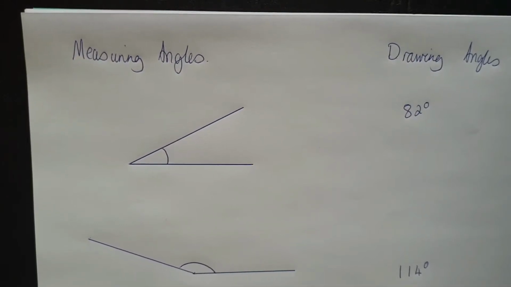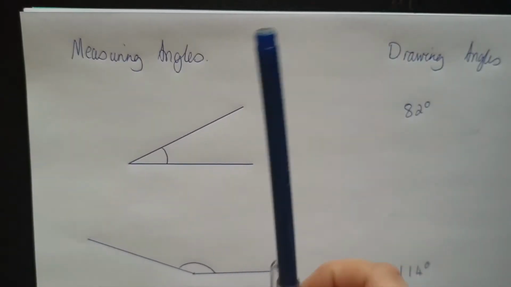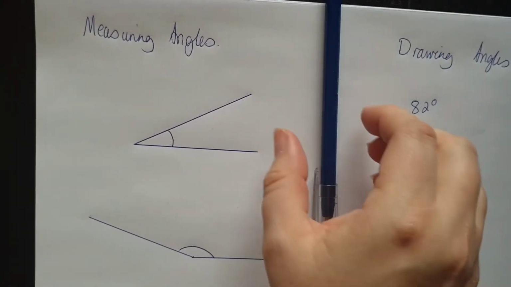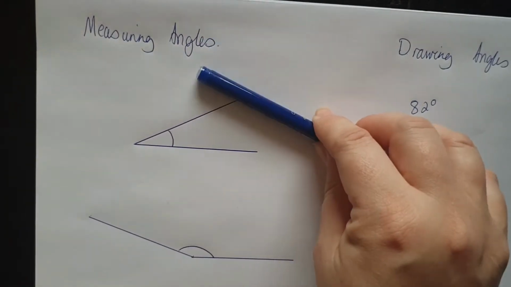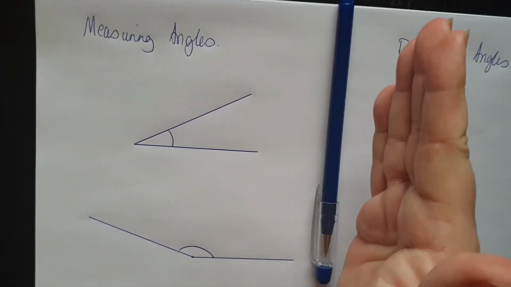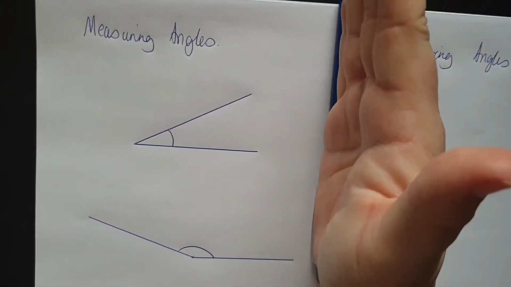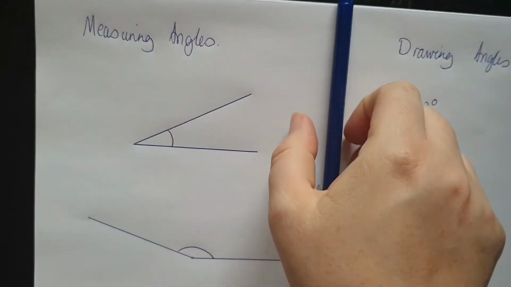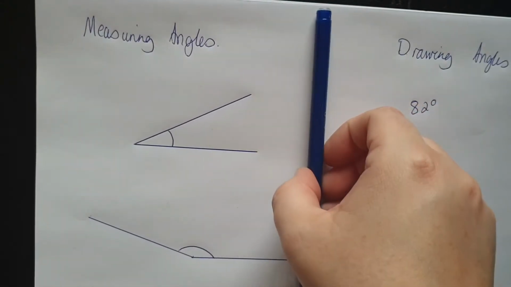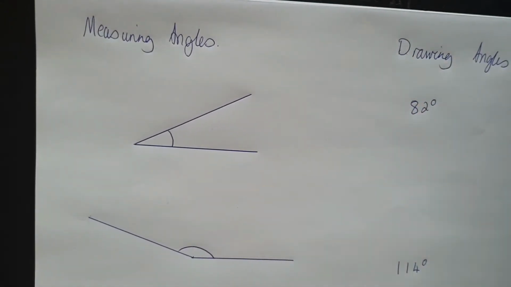Hello, today we are looking at measuring and drawing angles. Now, remember, an angle is a measure of turn, how much something has pivoted by. So it is a measure of turn. Now, there are many different units that you can use to measure an angle.